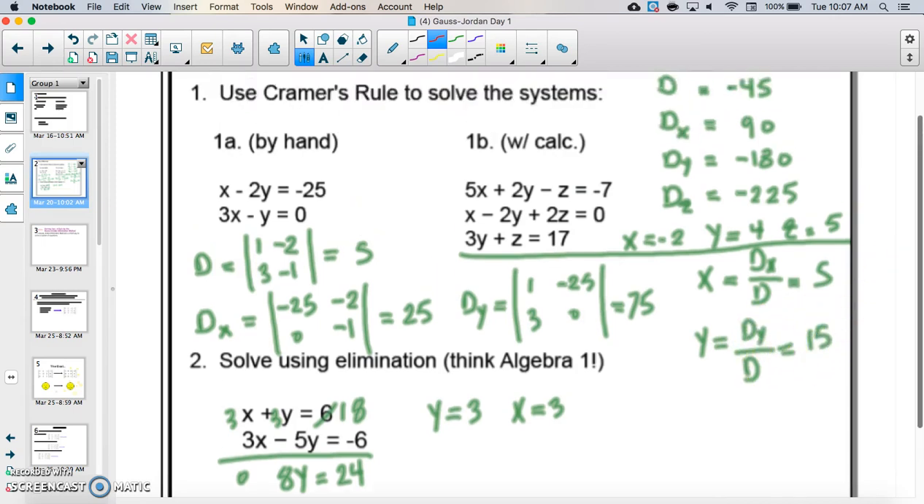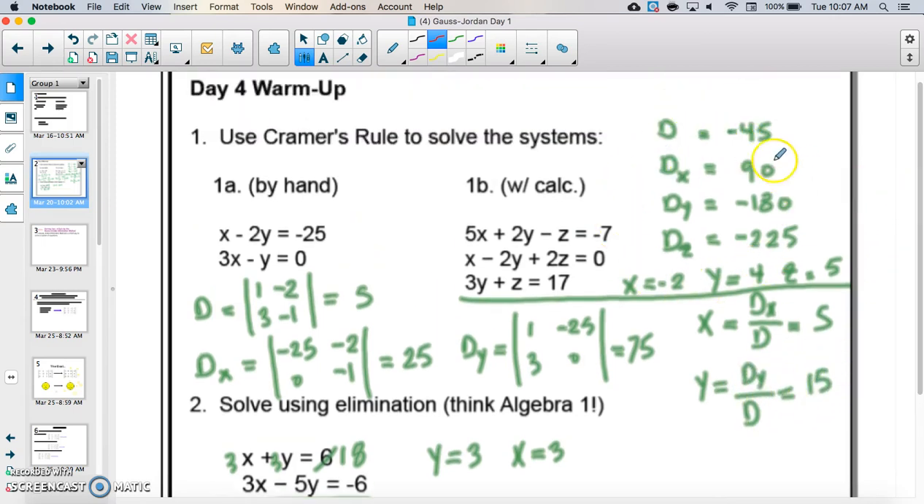get 15. I didn't show all the work for if you had done this one by hand, but hopefully here are the answers that you got. And then when you divided, you got the -2, 4, and 5.